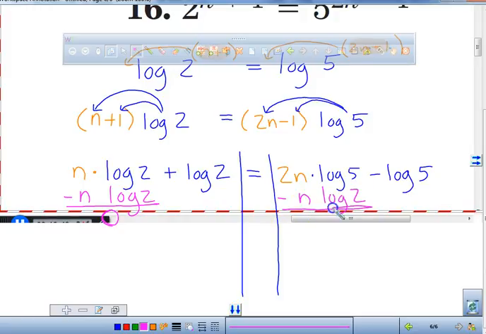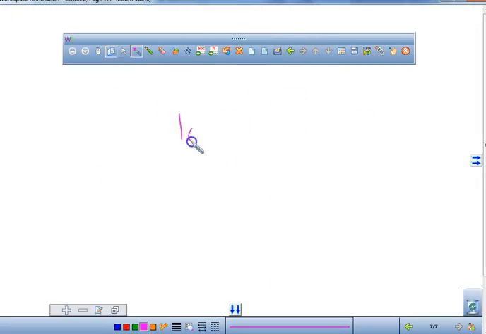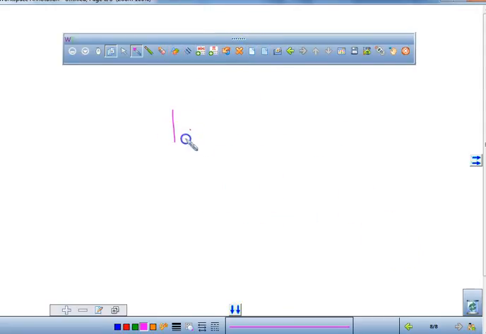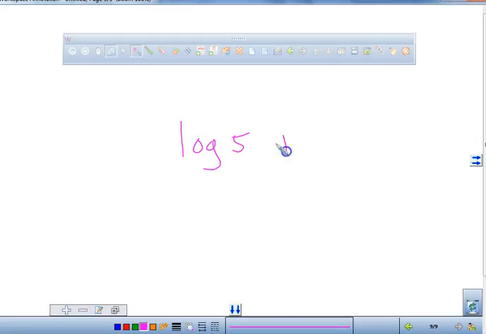Now, this is where it gets sometimes kind of confusing for students who are just starting with logarithms. I need you guys to understand that these are not the same log. So I'm going to go to a different page so it doesn't get confusing. Watch. If I had a log of 2 plus a log of 2, that would be 2 logs of 2. Does that make sense? If I have a log of 7 plus a log of 7, I have 2 logs of 7. But if I have a log of 5 and I'm trying to add a log of 2, I can't combine those because those are not the same terms.